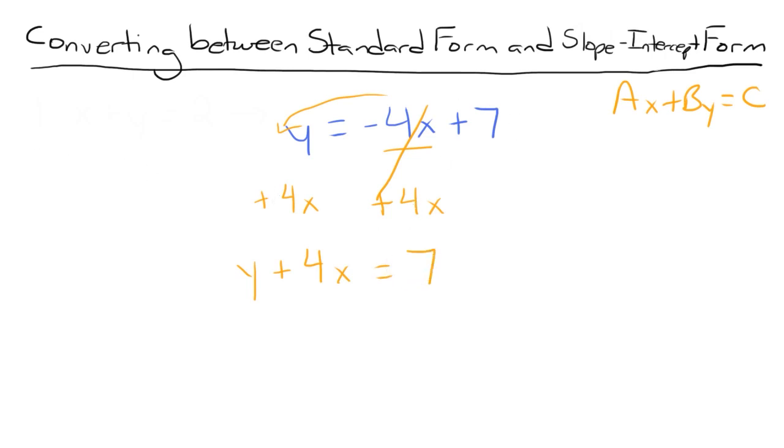Now we use the commutative property of addition to swap our terms on the left side and get 4x plus y equals 7. Finally, we check to make sure our a value is positive and our a and b values are whole numbers. Both of these things are true, so this is our final answer. Let's try one more example.